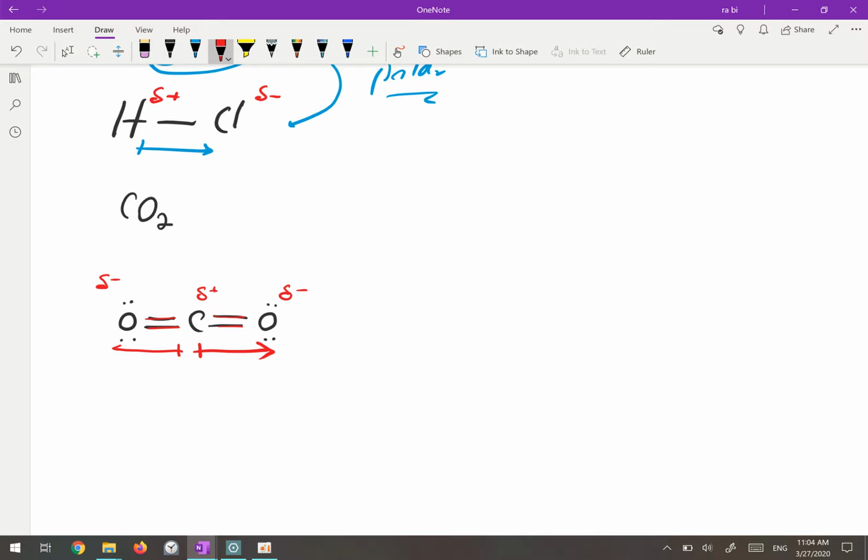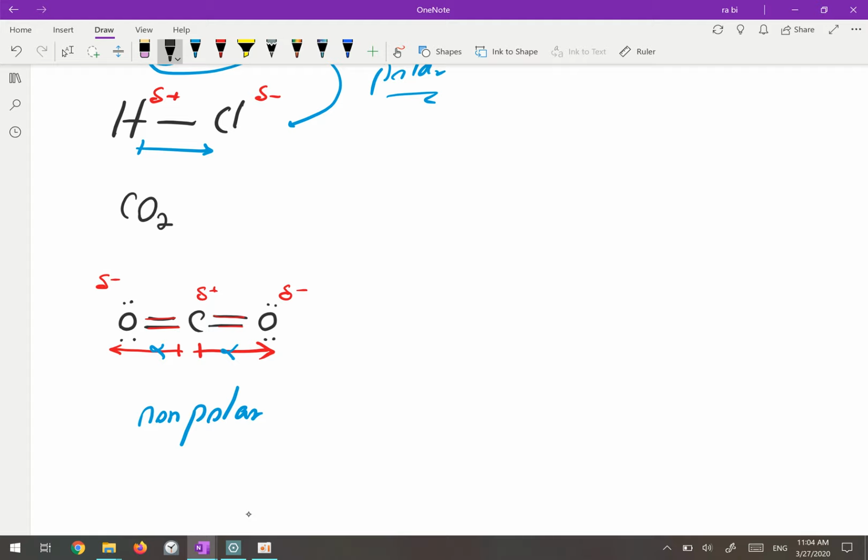But what about the molecule? These two dipole moments are equal, but they are in opposite directions. You know that when you have vectors of the same magnitude but in opposite directions, they cancel out each other. So these two polar bonds, or these two dipole moments, cancel out each other, and the molecule becomes nonpolar. So if the dipole moments cancel out each other, the molecule becomes nonpolar.